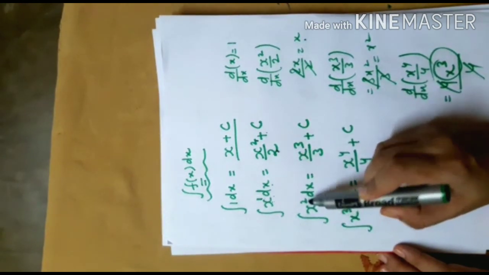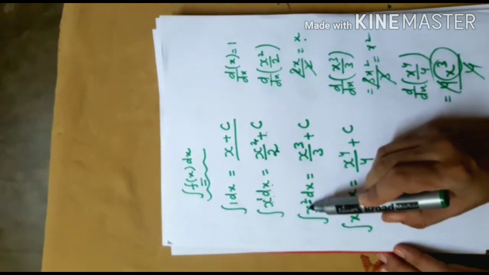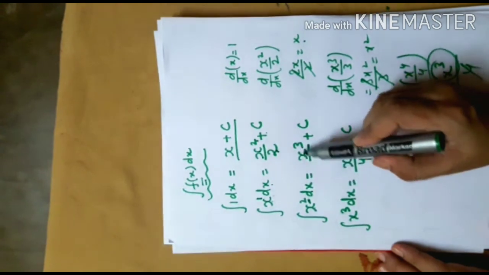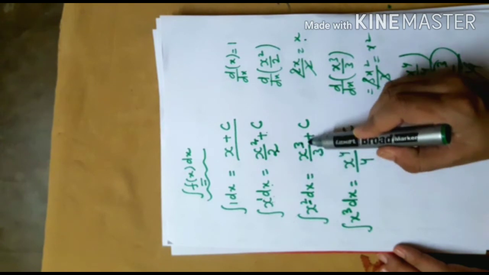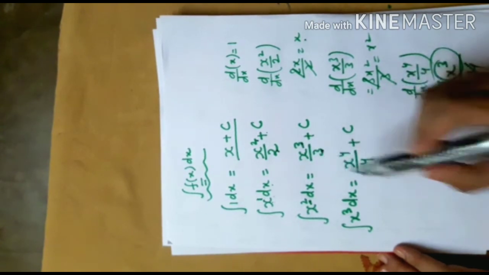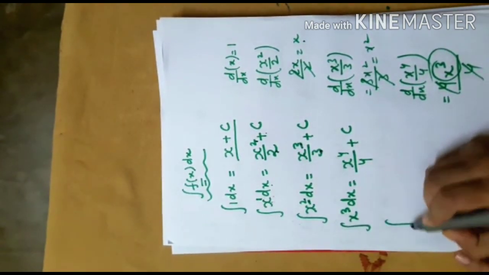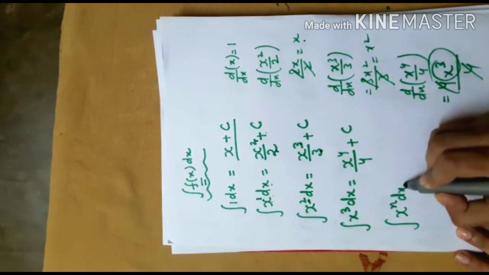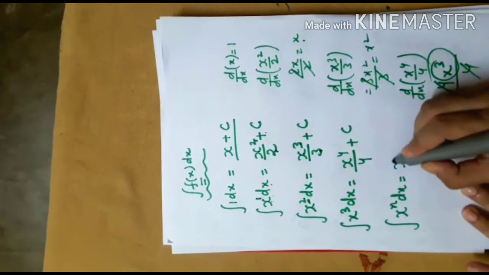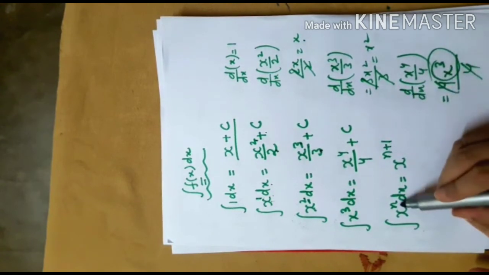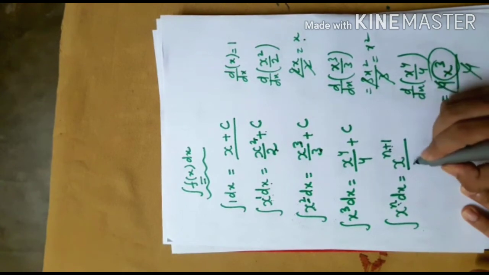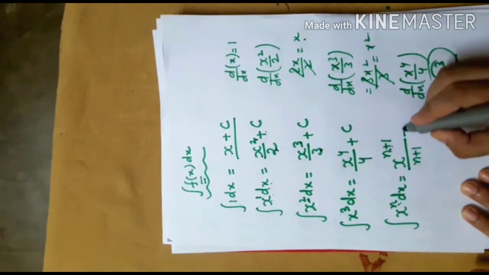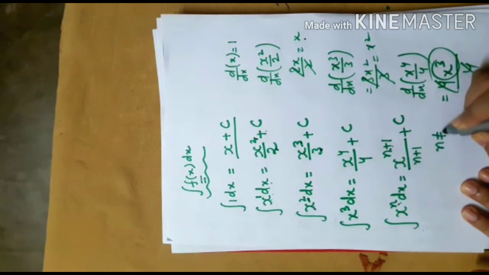Here also, integral x square dx is x cube by 3. Power is increased by 1 and divided by the increased power. So, in general, integral of x raised to the power n dx will be x raised to the power n plus 1, increase the power by 1 unit, divided by the increased power, plus c, and here n should not be equal to minus 1.